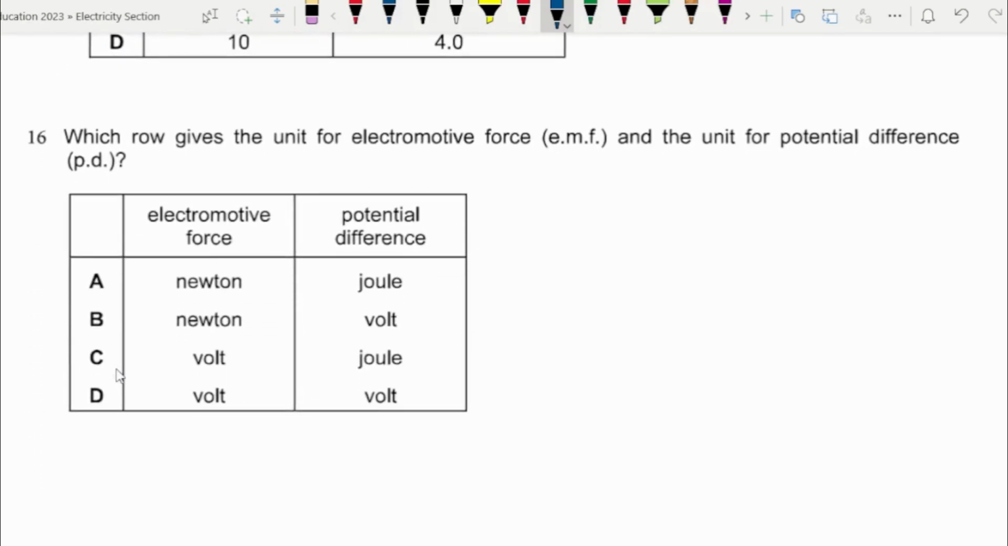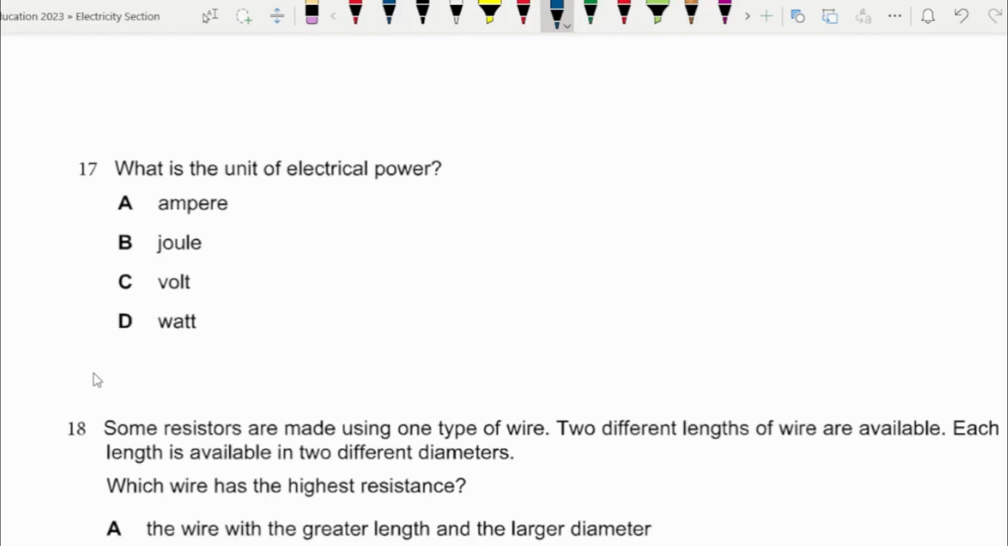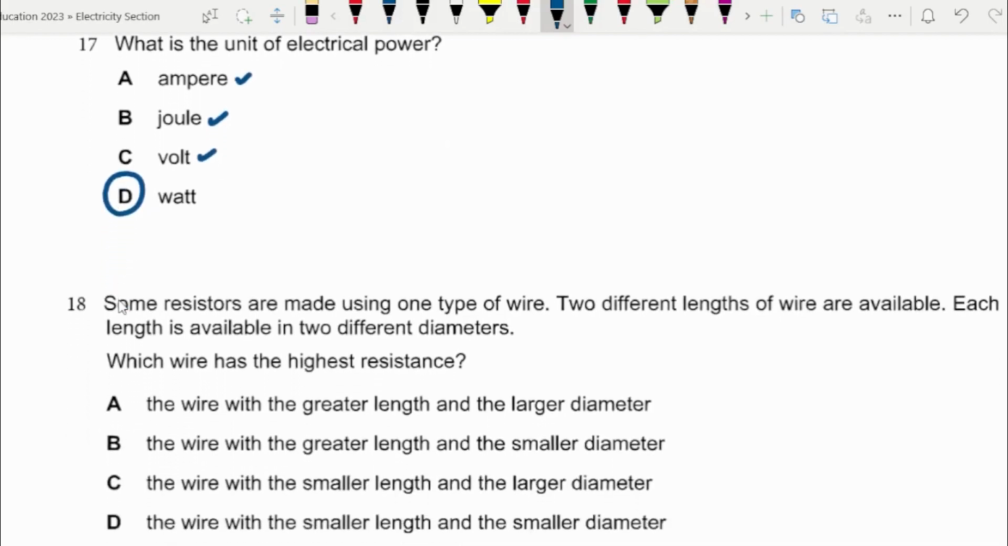Then we have the next one. Which row gives the unit of electromotive force and the unit for potential difference, PD? Electromotive force has the word force in the name, but the unit is volts because it is work done per unit charge, and the potential difference also has the same unit. What is the unit of electrical power? Amperes is for current, joules is for work done, volt is for EMF, watts is for power.